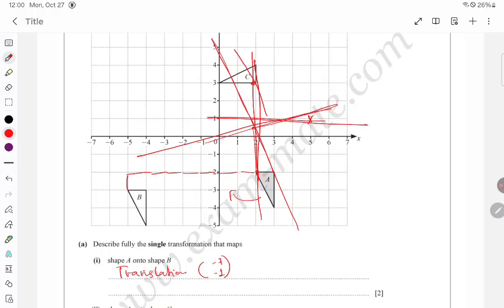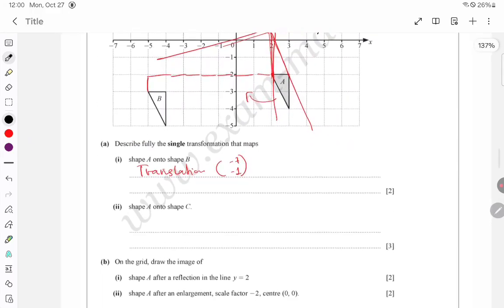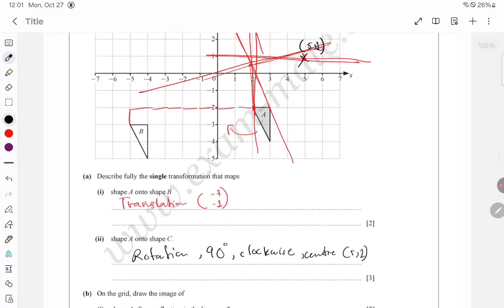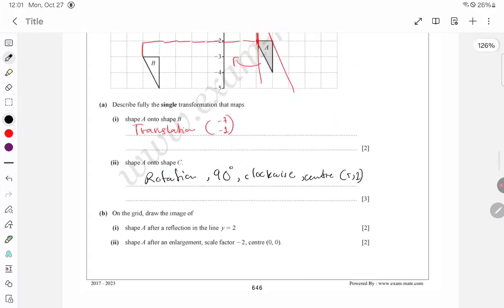Here, it will be cutting the line at this point, which is 5, 1. So we can say the rotation of 90 degrees in the clockwise direction with center 5, 1. Both are positive, both are in the first quadrant.